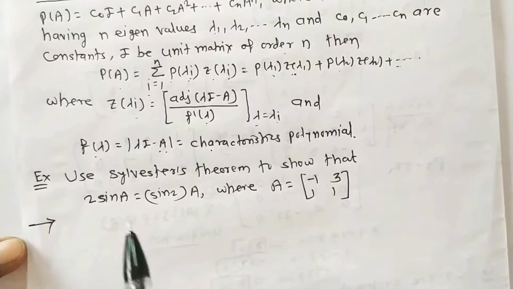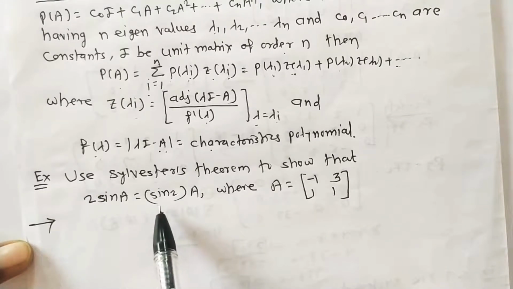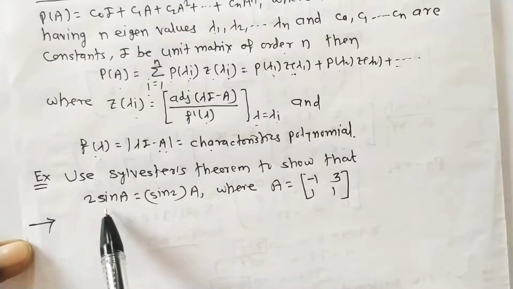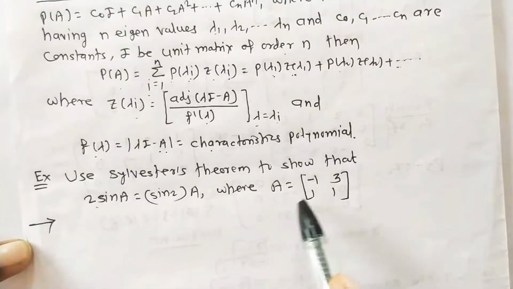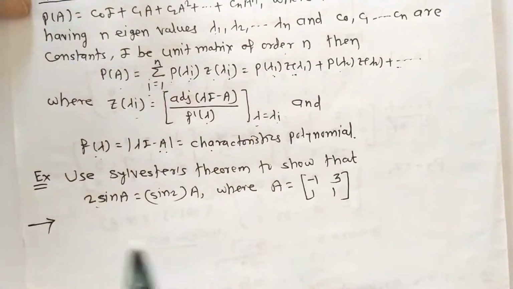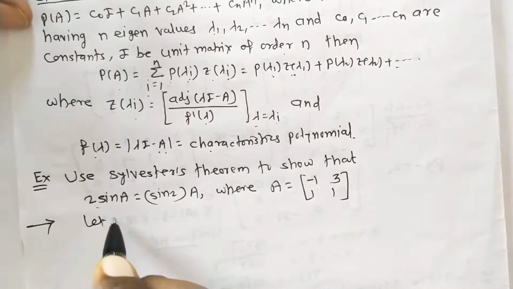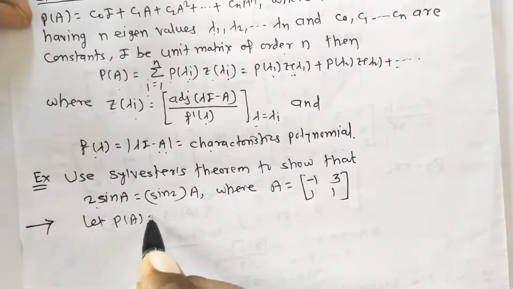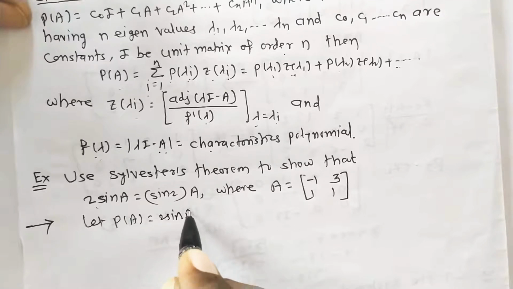First problem is use Sylvester's theorem to show that 2 sin A is equal to sin 2A. So using Sylvester's theorem we have to prove that here 2 sin A is equal to sin 2A, where A equal to [-1, 3; 1, 1]. Okay. Now if we take LHS here 2 sin A, so we have to assume here polynomial say P of A is equal to 2 sin A.